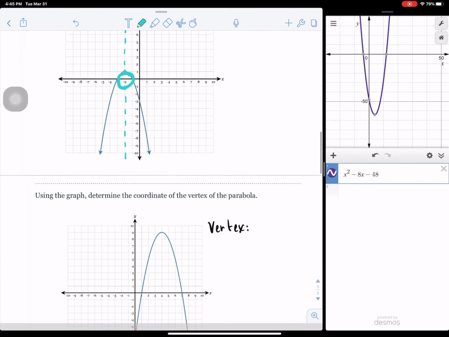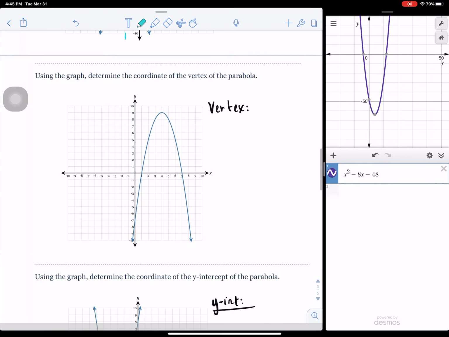Now, my next problem, this time you have to identify the vertex. It is your center, your middle point. This one is a maximum because it has a high point. My high point is 4, 9. So my vertex is 4, 9.